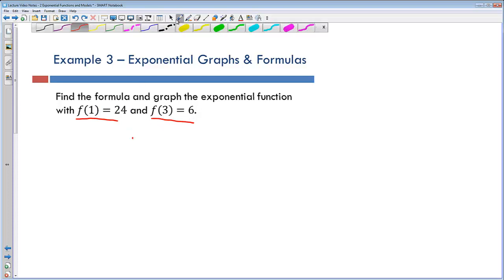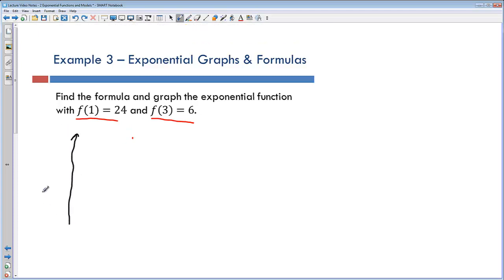So first, let's just plot those points so we can kind of see what the function is going to look like, because you can decide real quickly whether this is going to be growth or decay. So it says if you plug in 1, you get out 24. So we're not going to draw this to scale, but we're just going to get them in the right spot. So there's 1, 24, input 1, output 24. And this one says f of 3 is equal to 6. So over here at 3, let's put it right here, we get out 6, so 3 comma 6.